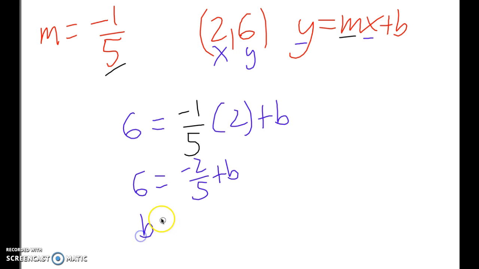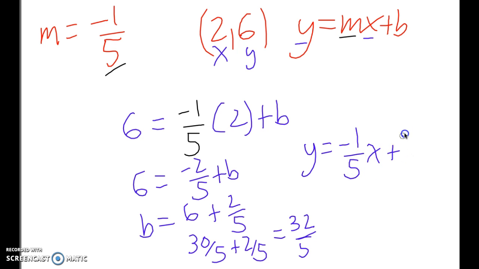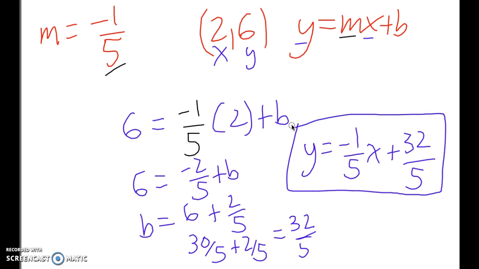Same process. B is going to be equal to 6 plus 2/5. I can either do that on my calculator or just remember that this is the same thing as 30/5 plus 2/5. So b is going to equal 32/5. And so even though it looks a little ugly, the equation of my line is y equals -1/5 x plus 32/5. There's nothing wrong with that, with a little bit of fractions. If you prefer decimals, you can do the conversion, but writing it as a fraction is perfectly fine as well.